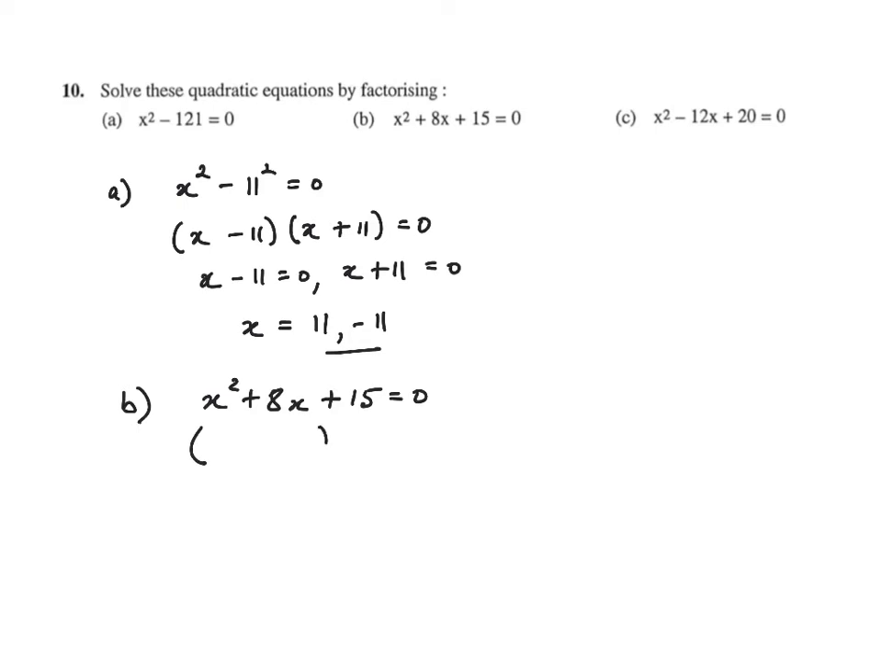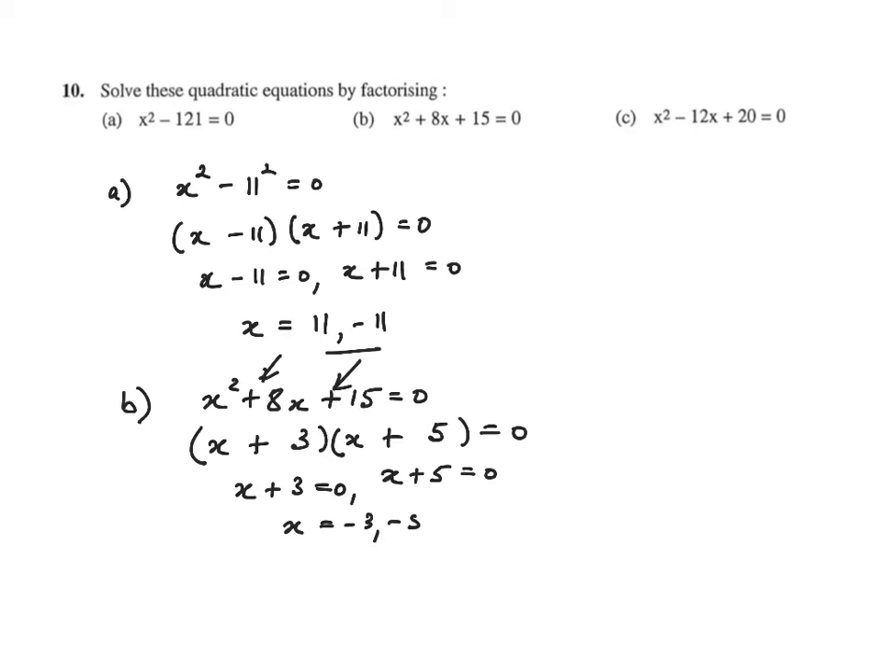What we want then is to factorise. x and x. Now factors of 15, that will give us an 8. This positive means the signs in the brackets are the same, and this positive means that they are both plus. So x plus 3 equals 0, x plus 5 equals 0, x equals minus 3 and minus 5.